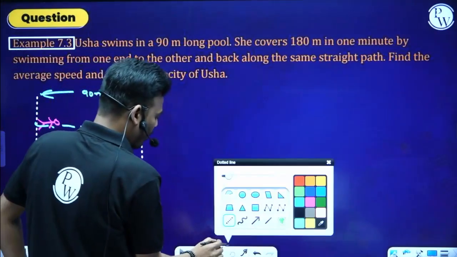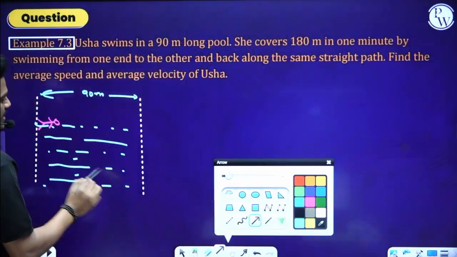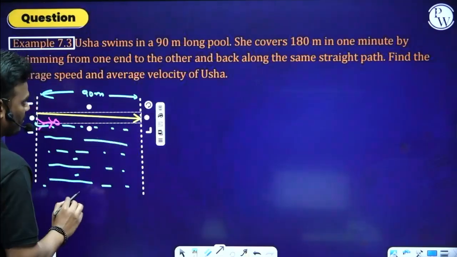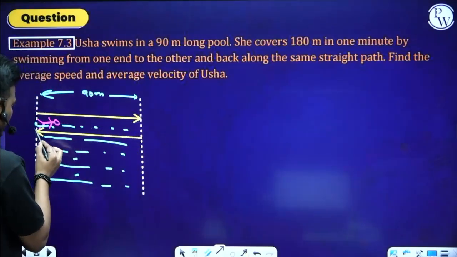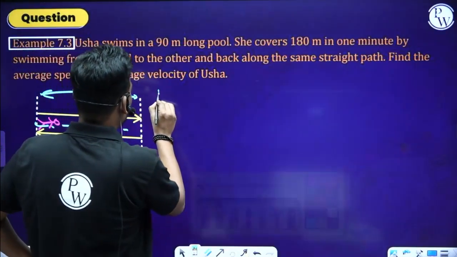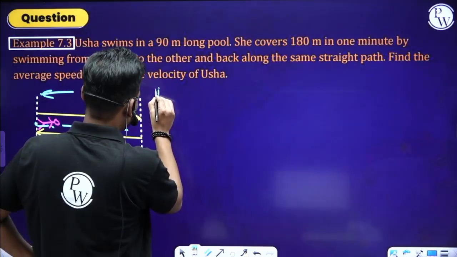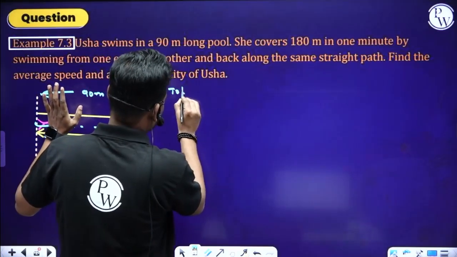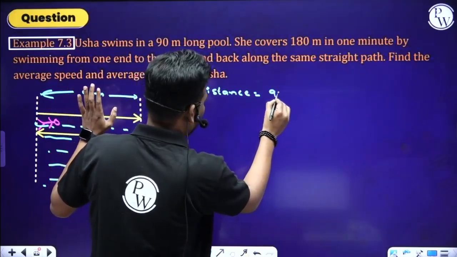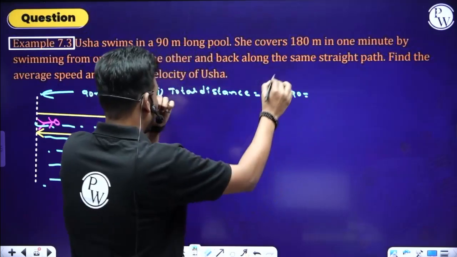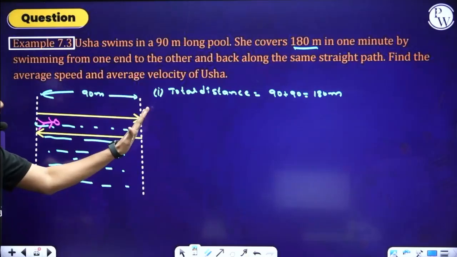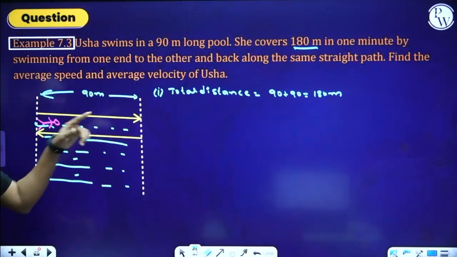According to the question, first Usha has traveled from one end to another, that is 90 meter, and back, that is also 90 meter. Here the question is to find the average speed. To find average speed, first case, total distance. How much? 90 plus 90, right? 180 meters. One way it is 90 meter, another way also 90 meter.